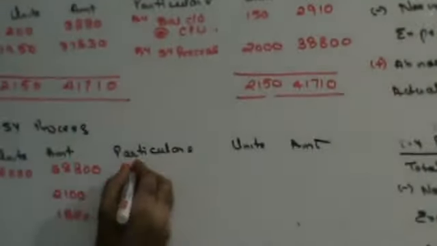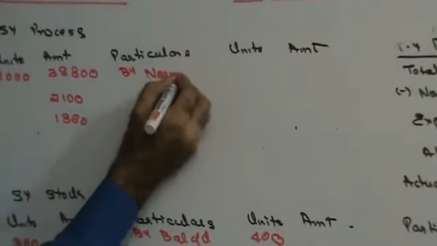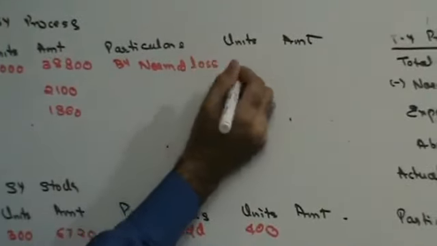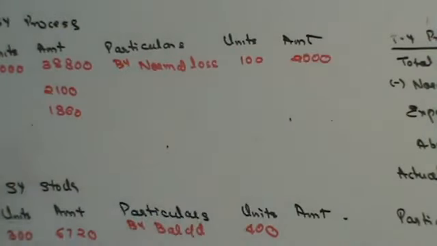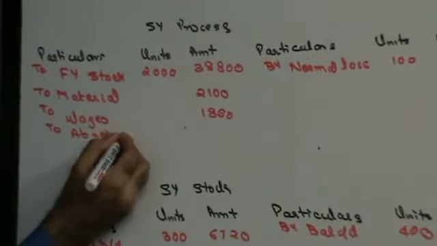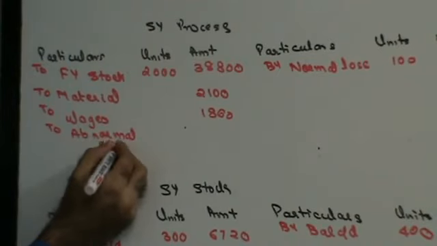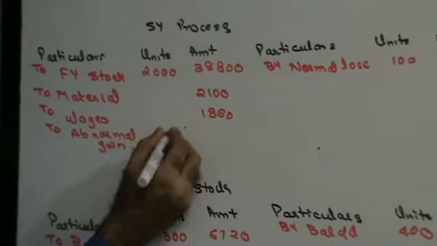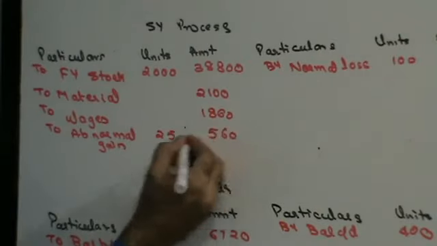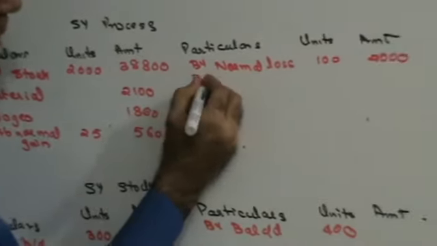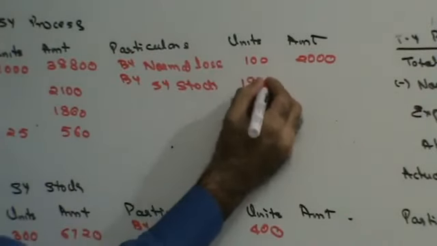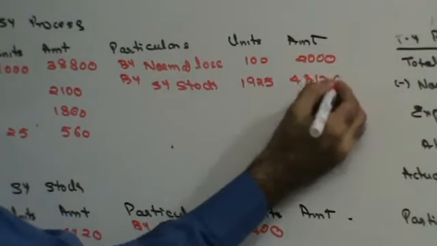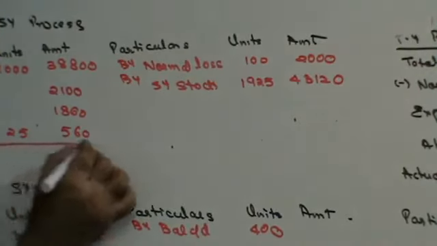This is going to be by normal loss. Normal loss is 100 and 200. Gain comes on the debit side, so to abnormal gain. Abnormal gain is 25 units and this is 560, and the actual output will be written as by SY stock, that is 1925 and 43,120.